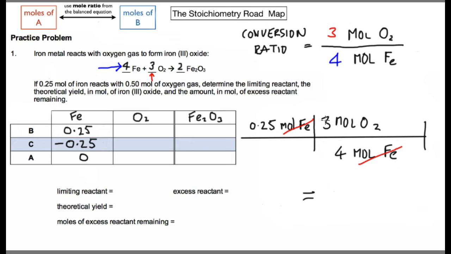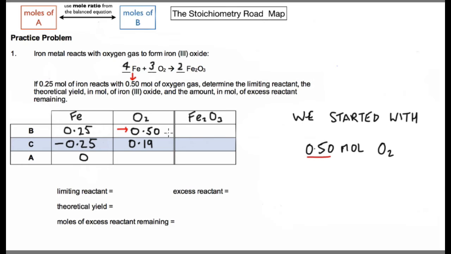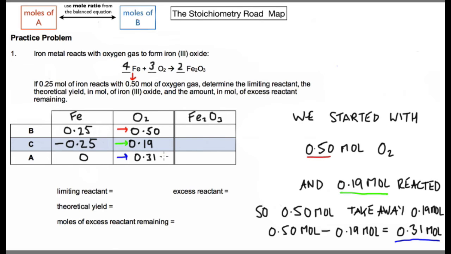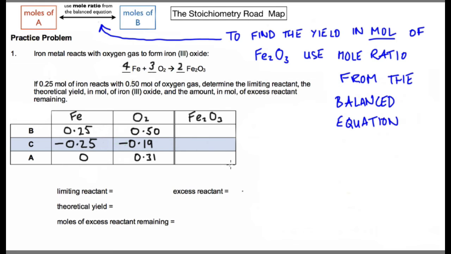Okay, let's stick these in. We've got 3 over 4, cancel the units, and that gives us 0.19 moles. That is what the change of oxygen will be during the reaction. Start with 0.5, we'll take away 0.19 moles because that's how much reacted. We'll end up with 0.31 moles at the end of the reaction remaining. So 0.31 moles of oxygen is in excess at the end of the reaction.